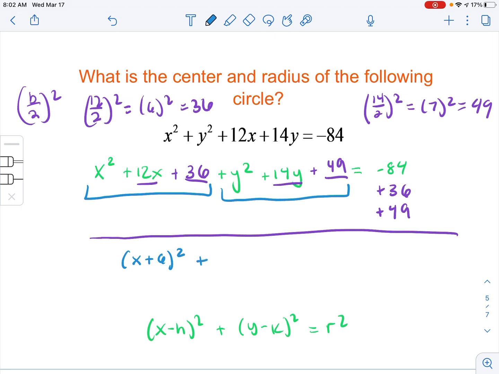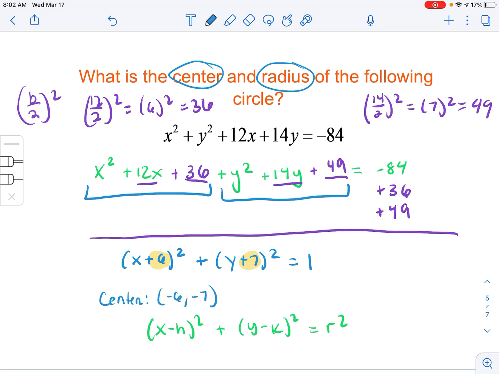a perfect square trinomial. And we are going to add to that what the second three terms factor out to, which is (y + 7)². And then we're going to add everything on the right-hand side, which actually works out to 1. So now we are in the format in which we can pick out our center and our radius. Our center is going to be the opposite signs of these values, so we'll have a -6 and a -7. And our radius is going to be the square root of that value, which in this case, square root of 1 is 1.